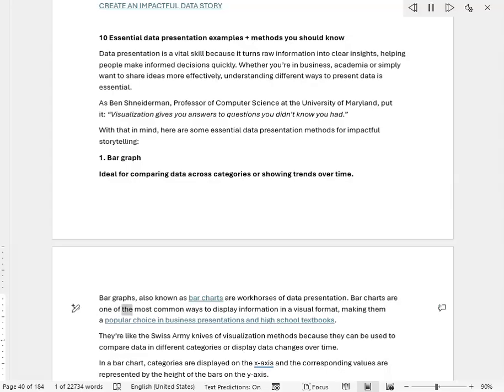Bar charts are one of the most common ways to display information in a visual format, making them a popular choice in business presentations and high school textbooks. They're like the Swiss Army knives of visualization methods because they can be used to compare data in different categories or display data changes over time. In a bar chart, categories are displayed on the x-axis and the corresponding values are represented by the height of the bars on the y-axis.